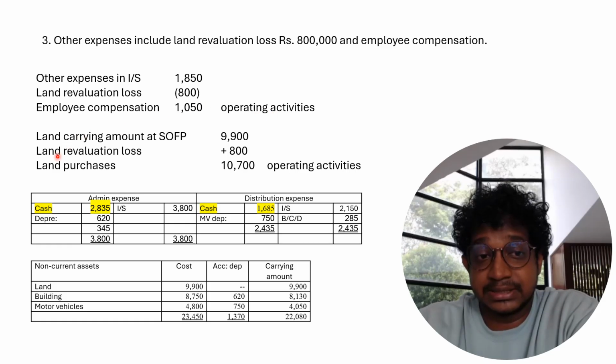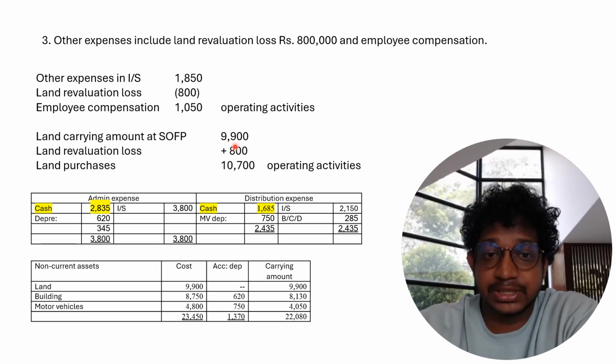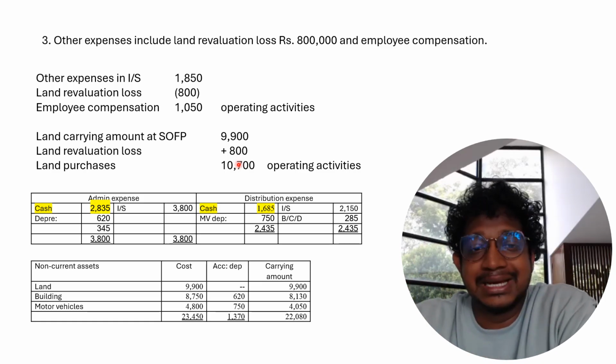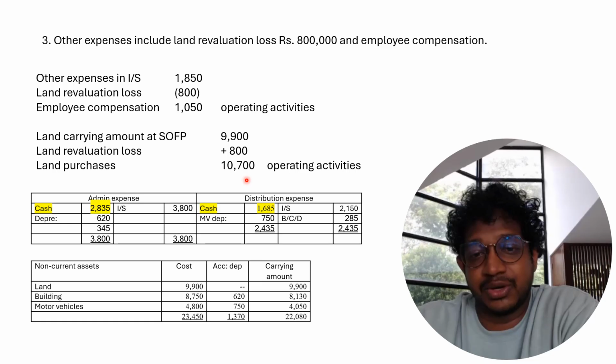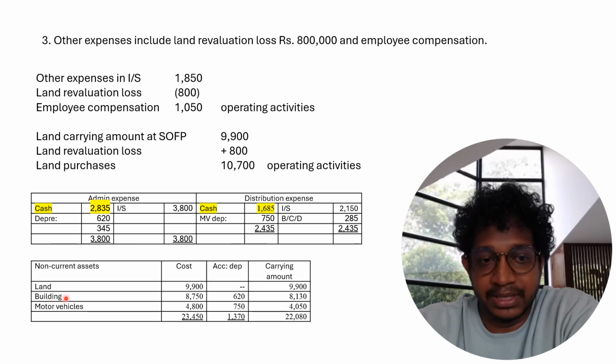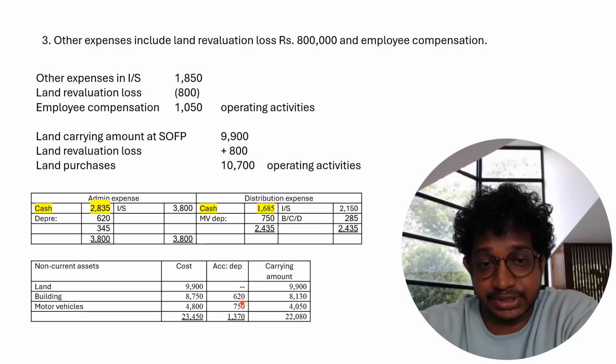And the other case is the land carrying amount at SOFP as at closing date, 9,900, which was after the revaluation loss of 800. So as at opening date, you purchased this land for 10,700. That you have to record in operating activities. And yes, these are the other non-current assets: buildings, motor vehicle. These cost purchases you have to record in investing activities, and these are the depreciations.